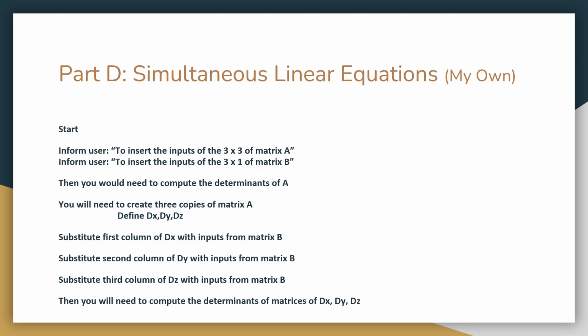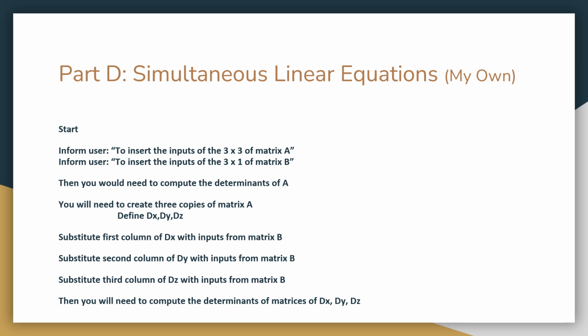Now we're going into the simultaneous linear equations of the pseudocode I wrote, and we start with start. So the first line is inform user to insert the inputs of the 3x3 of matrix A, and inform user to insert the inputs of the 3x1 of matrix B. Then you would need to compute the determinants of A. So you would need to create 3 copies of matrix A, define dx, dy, dz. So whatever data you put in that 3x3, you'll make 3 of them.